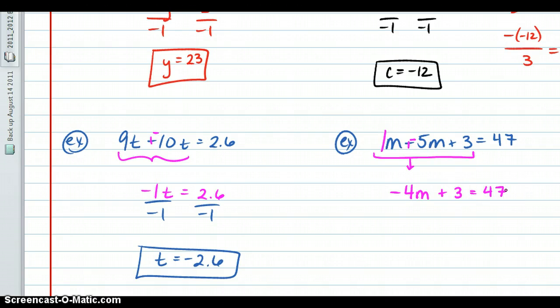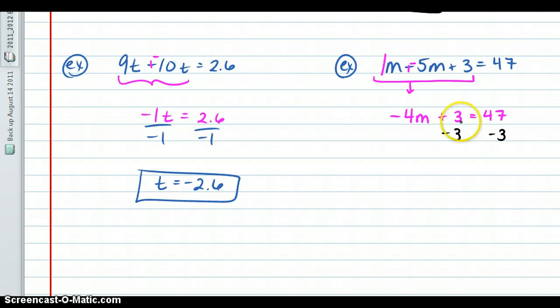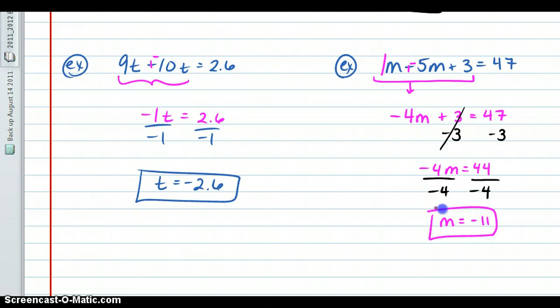This is much simpler to do. I need to attack the addition first. So let me subtract that 3 from each side, so that becomes 0. And then I have -4m equals 44. I have multiplication. To undo the multiplication, I need to divide by -4. -4 divided by -4 is 1. I get 1m is equal to -11. So m equals -11.